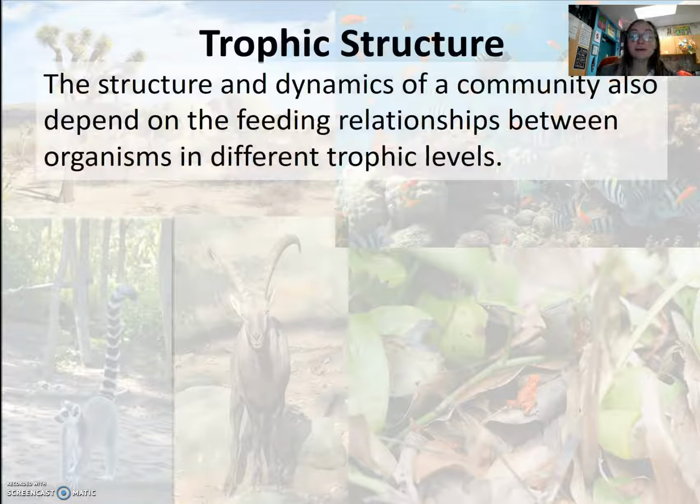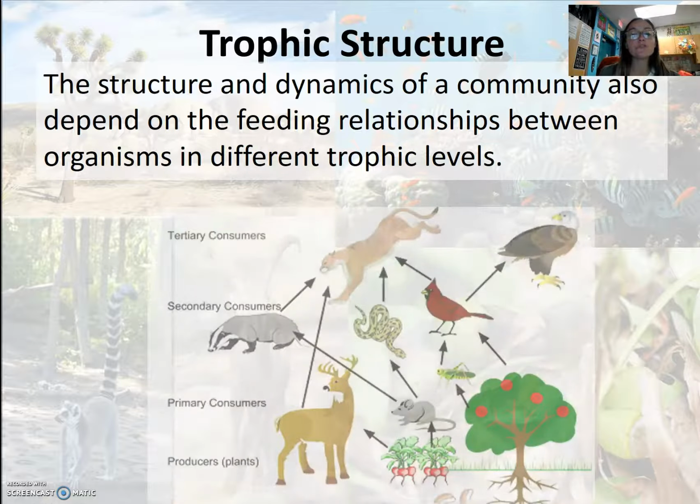Okay, so our next part of community ecology is trophic structure. Here, this is looking at the dynamics of a community, really dealing with feeding relationships and different trophic levels.